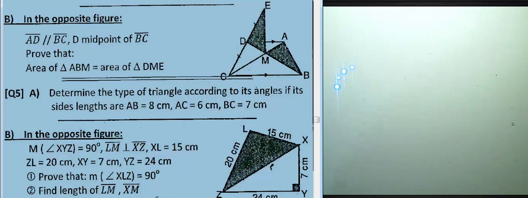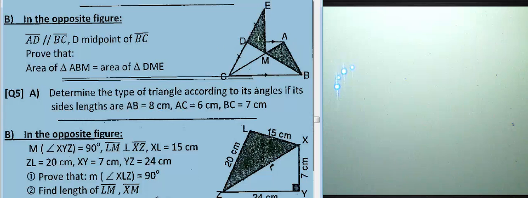Then area of triangle ABC equals area of triangle DBC. Again, area of triangle ABC equals area of triangle DBC. Then we can cancel the area of MBC from the left-hand side and right-hand side. Then the area of triangle AMB equals area of triangle DMC, and then we can prove that area of triangle EMD will be equal to area of triangle EMB.